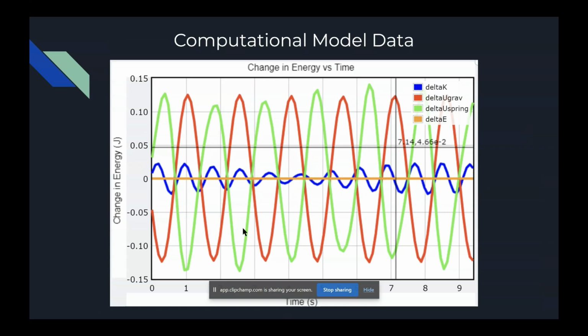So when we run this computational model, what we get here are these change in energy graphs, which essentially show that the total change in energy always stays 0, and that the kinetic energy is always opposing the difference, so that it's 0, between the potential energy of the spring and the gravitational potential energy. And as they oscillate, again, that delta E is always at 0.